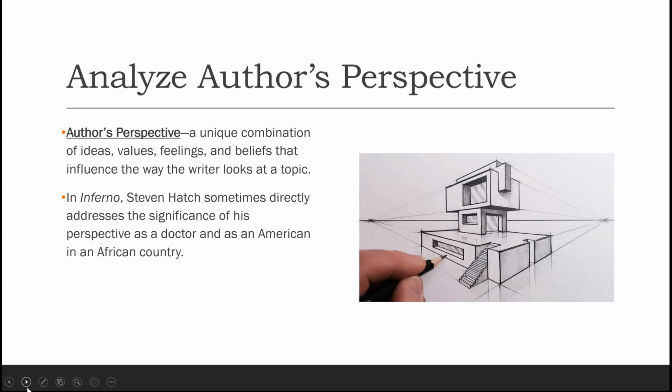So in this case, the effect on the perspective is a little bit different because we have an American doctor who's in an African country. So his way of viewing things is going to be different than an African doctor in an African country because they might be more accustomed to certain practices than the American would.